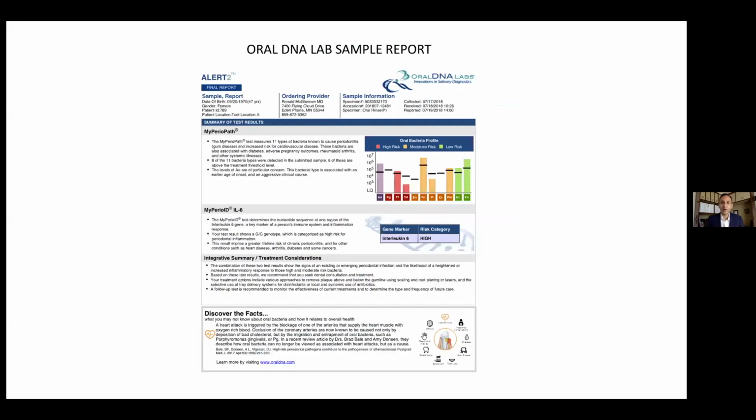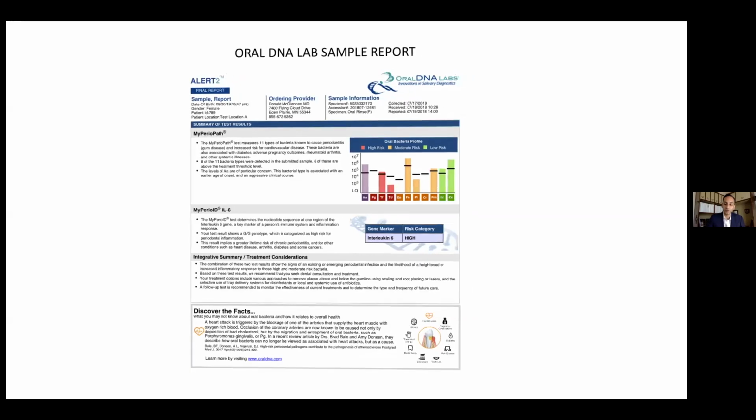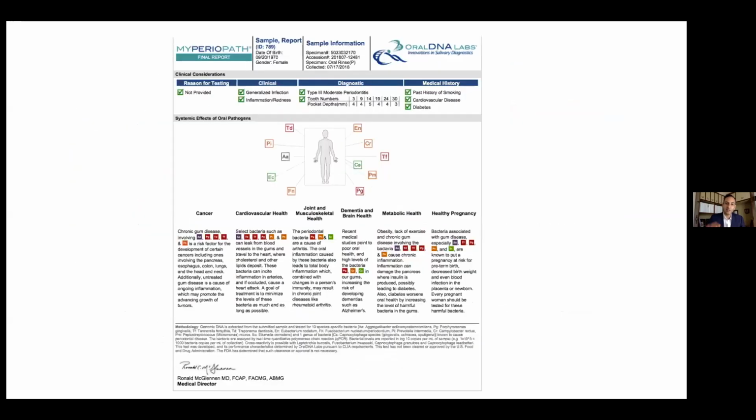So this is how a lab report will look when you get it back from Oral DNA after taking a bacterial sampling test. They will let you know which bacteria are in the mouth. You will know as far as periodontal pathogens. There's also one that you can get for more of a cariogenic test. They'll tell you which strep is in there and how much of it is in there. And you can see in the second box that there's a high IL-6 level with this particular patient. And also you can see which of these bacteria are affecting which part of the body.